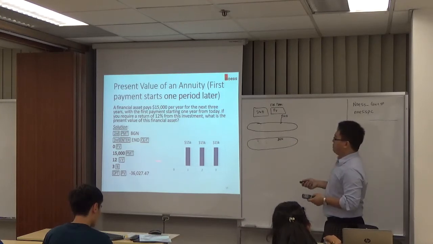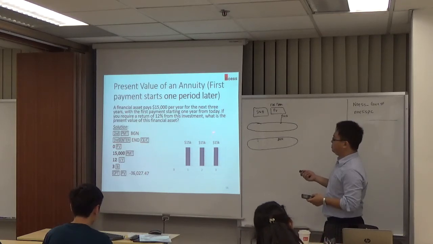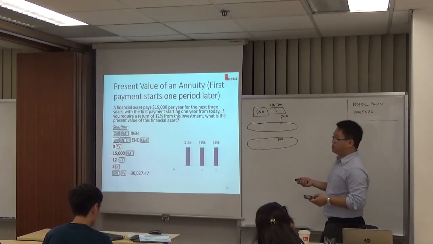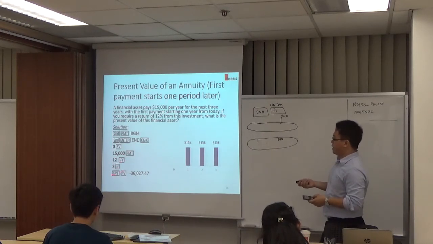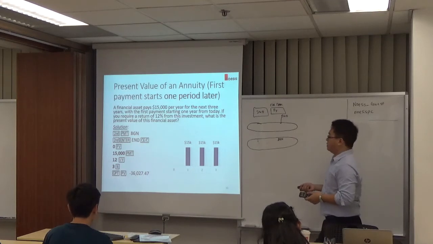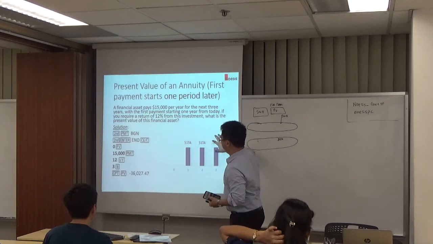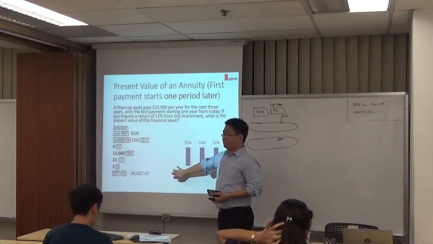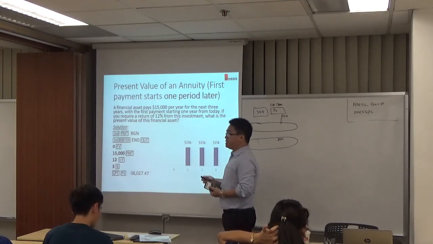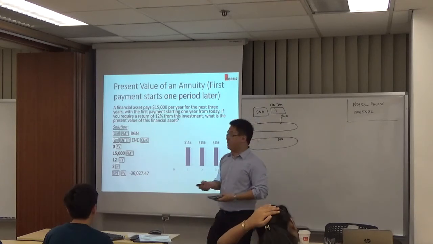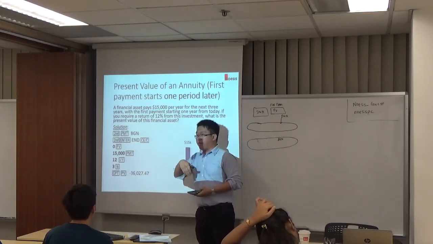So you press FV is 0. That means there's no one-off lump sum in the future. Your annuity is 15,000 per year. Interest rate is 12%, 3 years, and then you compute PV. They will calculate the value of all these $15,000 payments back to today. So this 36,000 represents the value of that financial asset based on today's condition.